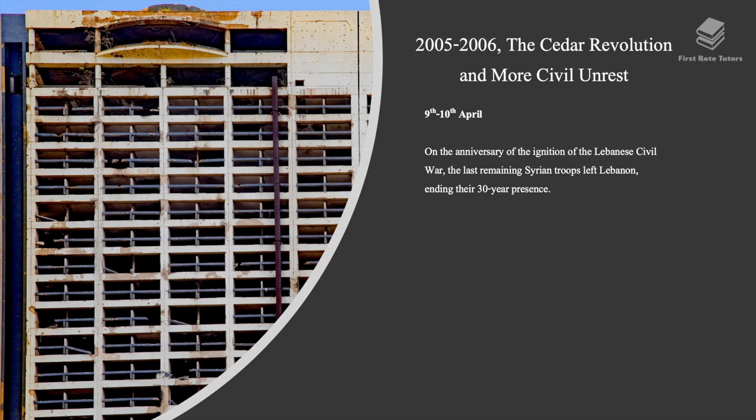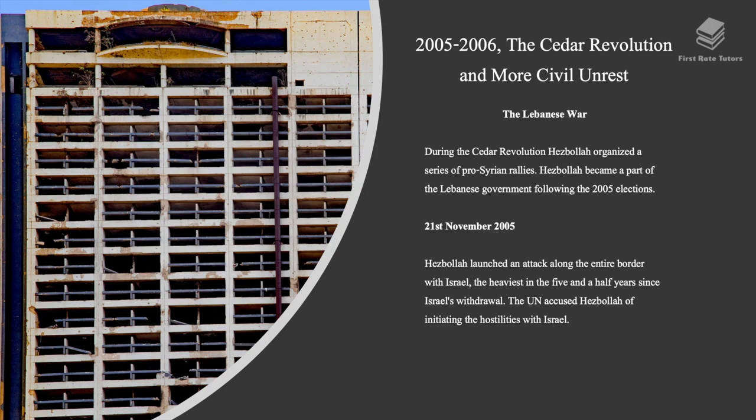On the anniversary of the ignition of the Lebanese civil war, the last remaining Syrian troops left Lebanon, ending their 30-year presence. During the Cedar Revolution, Hezbollah organized a series of pro-Syrian rallies. It became part of the Lebanese government following the 2005 elections. In November 2005, Hezbollah launched an attack along the entire border with Israel, the heaviest in the 5.5 years since Israel's withdrawal. The UN accused Hezbollah of initiating the hostilities with Israel.